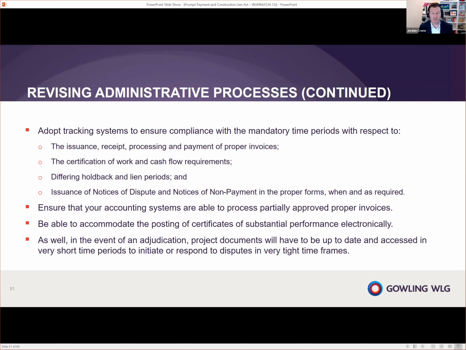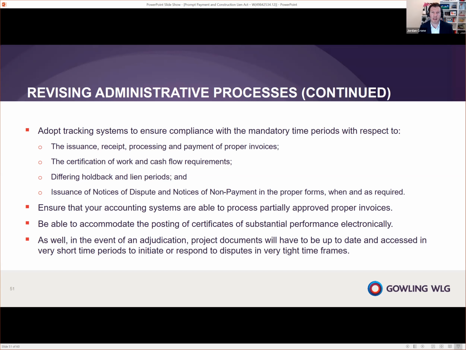Tom talked about the certificates of substantial performance and posting them electronically. If BuildWorks isn't ready and there isn't an electronic database in order to do that, how are you going to do it on your project? Do you have a plan? What will you use?